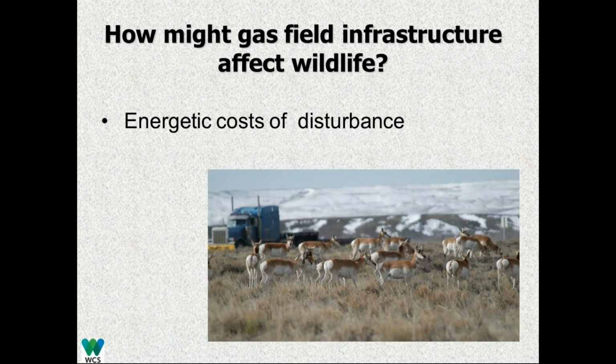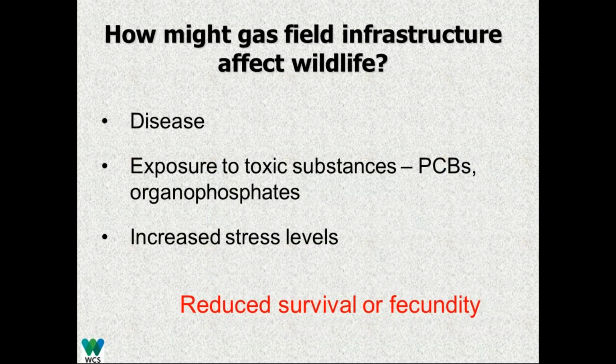And gas field infrastructure can also affect wildlife through the energetic cost of disturbance. If animals are spending more time being vigilant, particularly in places like the Upper Green, where pronghorn are overwintering at 7,000 feet, they're already on a sliding body mass scale throughout the winter. They're not maintaining body mass, they're already losing it. If they spend more time being vigilant or running, if they don't habituate from disturbance, then that could speed up that rate of decline, which could ultimately lead to lower fecundity and demographic impacts and survival.